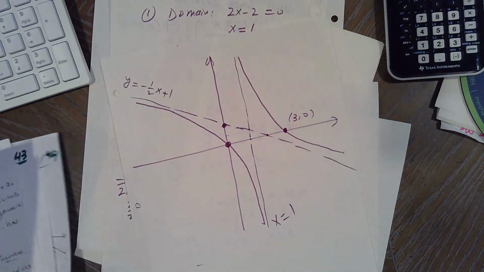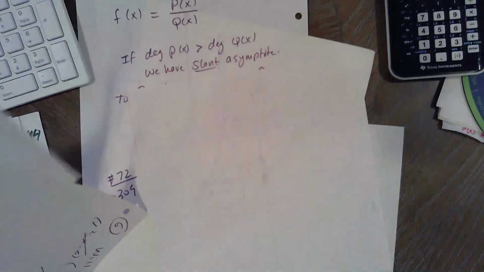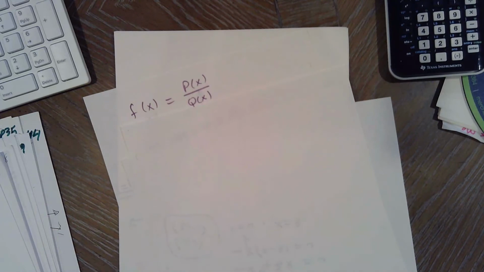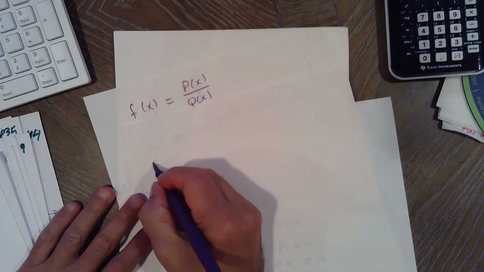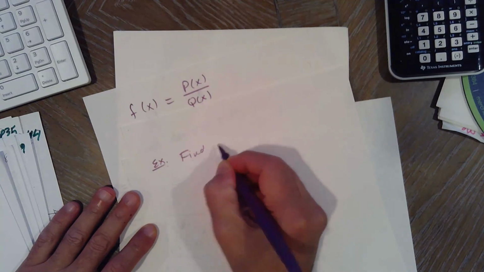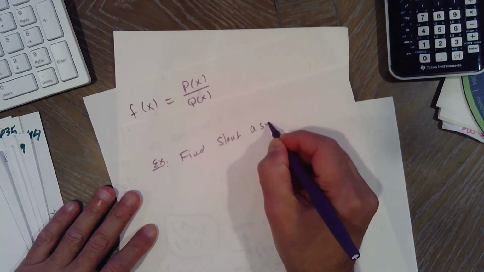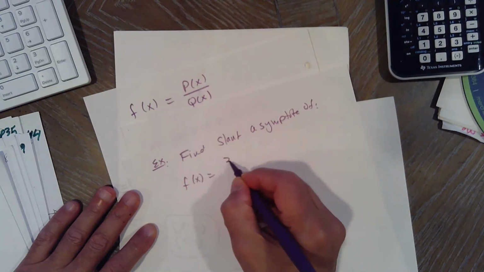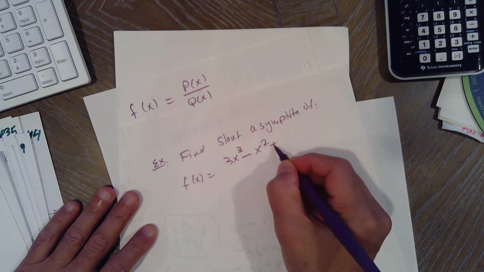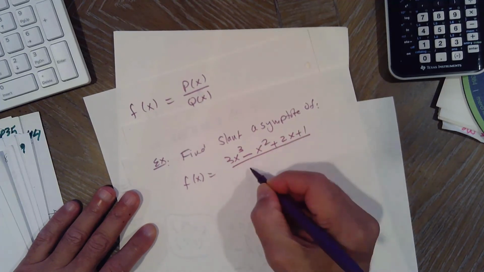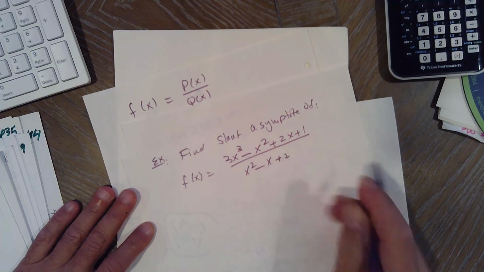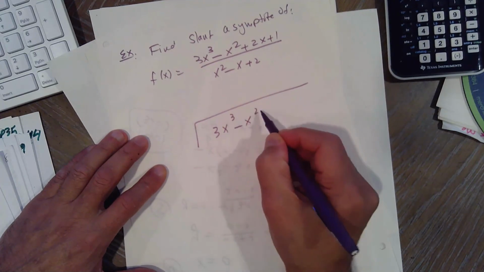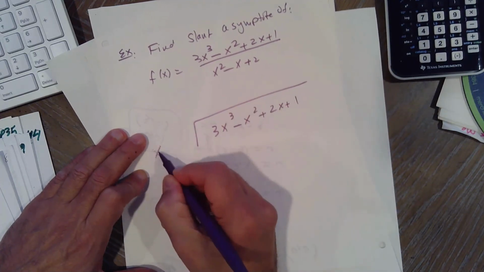Now make sure you practice finding the slant asymptote. I'm going to do one more example before I call it off for this section. If I say find the slant asymptote, just that, no graphing, the slant asymptote of f of x equals (3x cubed minus x squared plus 2x plus 1) over (x squared minus x plus 2). So we're going to do long division.